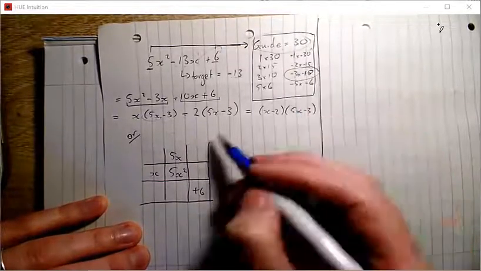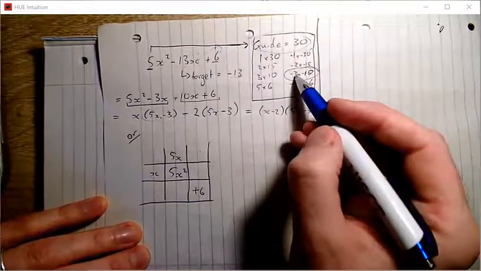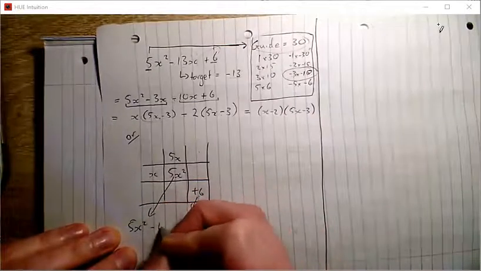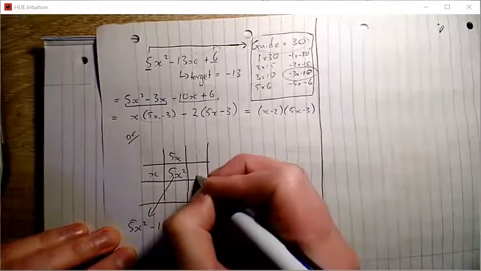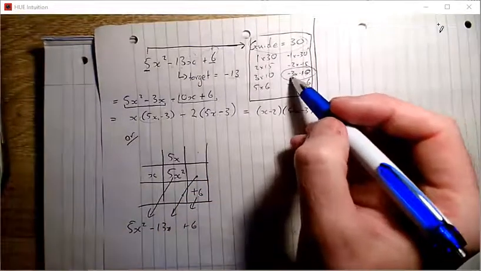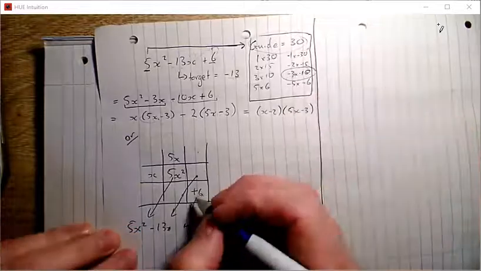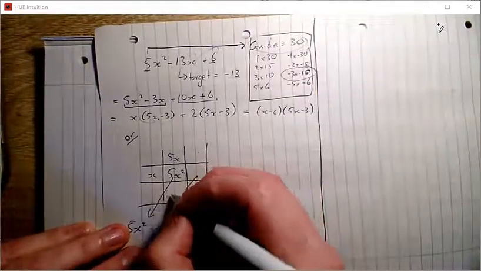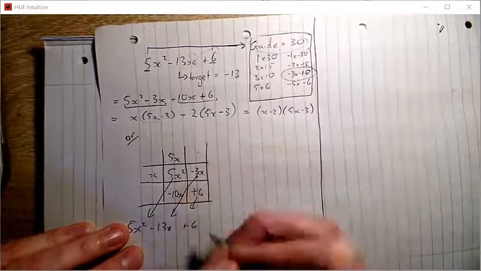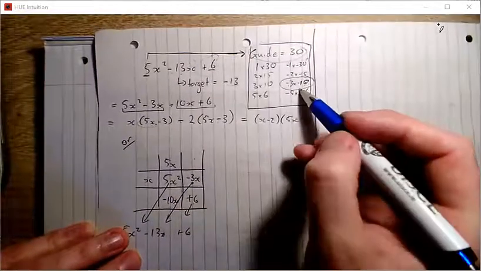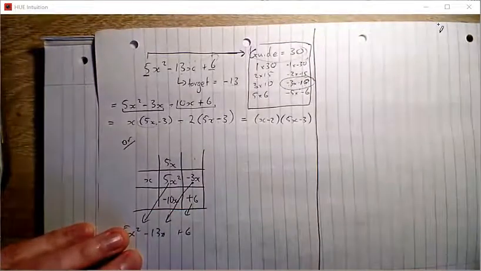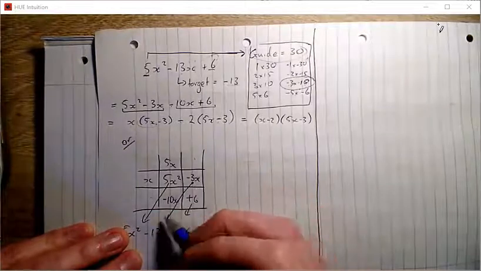Now, you don't put your guide numbers in here this time, but it's still 5x squared minus 13x plus 6. Your minus 13 is still coming from these two squares. So you know you need to get a minus 3 and a minus 10 together. Now 5 multiplied by nothing will give minus 3. So that minus 10x has to go there, and the minus 3x has to go there. So you're still coming up to your guide numbers. Even when you use this method, you still need to factorize your guide number. Minus 3 minus 10 is minus 13.